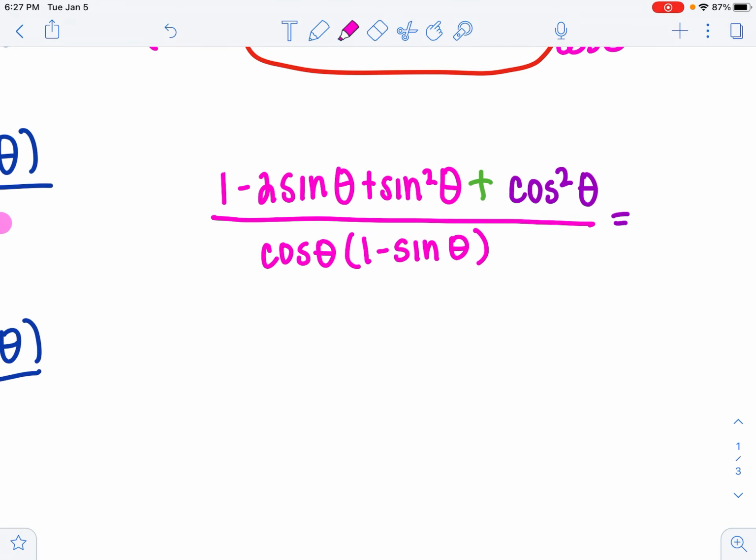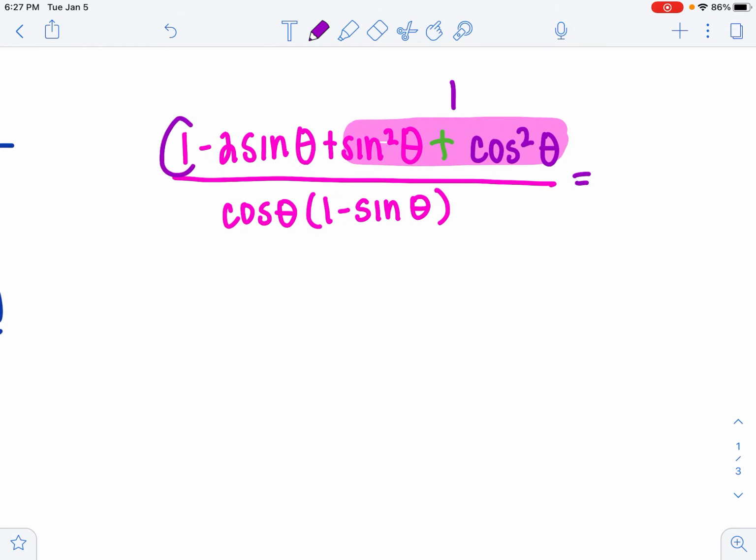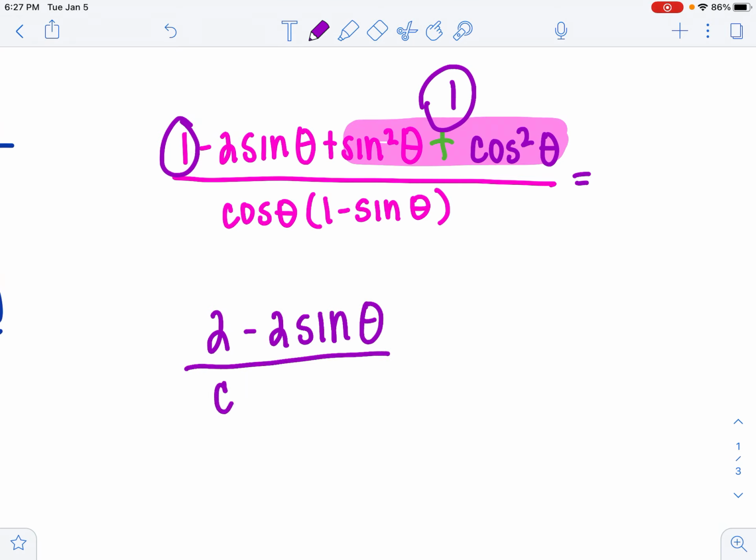I'm going to see, do I see any squares? I see a sine squared plus a cosine squared, and I'm like, whoa, whoa, whoa. Actually, I don't like that I highlighted the plus sign too. I know that's the same thing as 1, so I can replace that with the 1. So now I can combine like terms. 1 plus 1 is 2, and then minus 2 sine of theta over cosine of theta times 1 minus sine of theta.